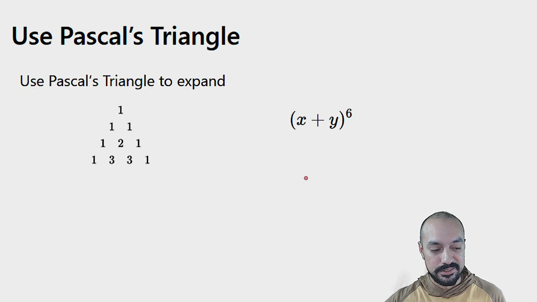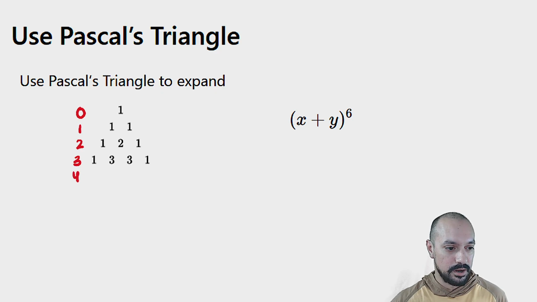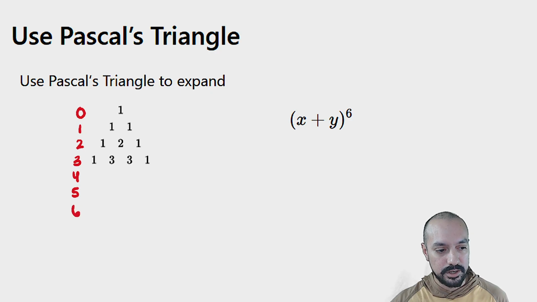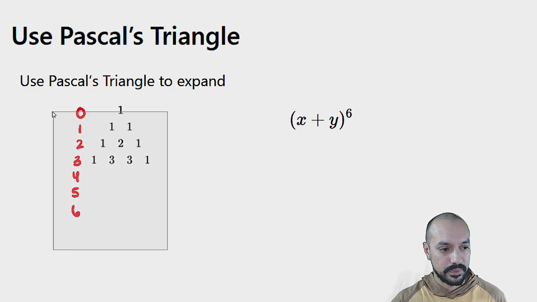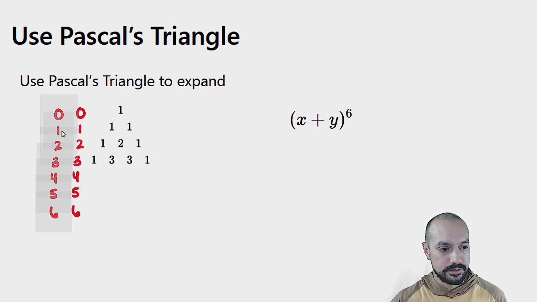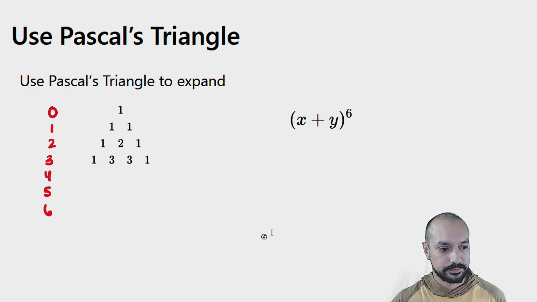Before I can continue, I need to write out a little bit more of Pascal's triangle. So this would be to the 0 power, this would be to the first power, this would be to the second power, this would be to the third power. So I need to go a few more: 4, 5, 6. We want to get all the way to the 6th power. Let me show you how to expand the triangle.